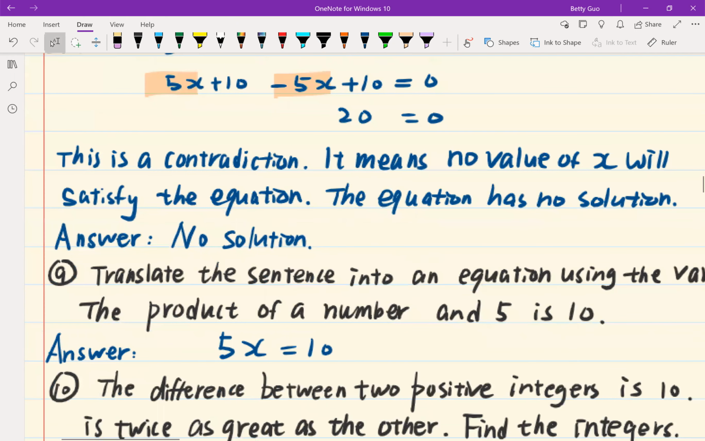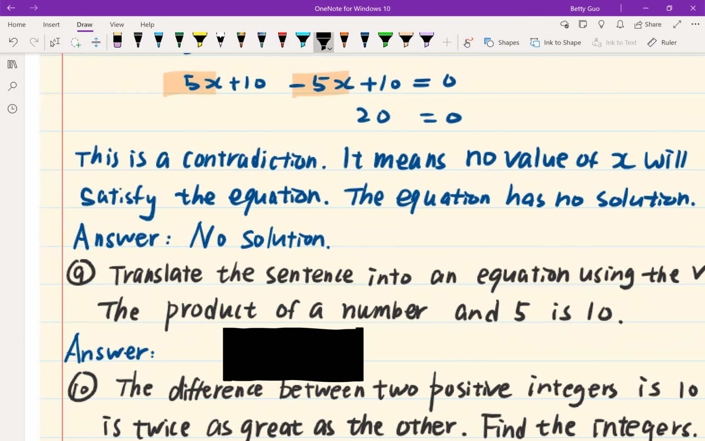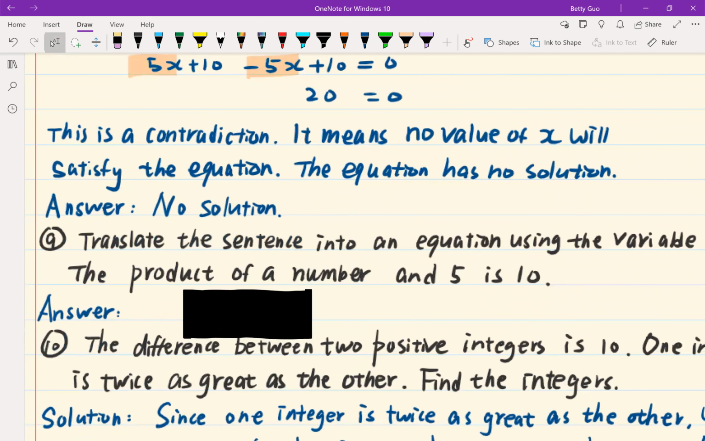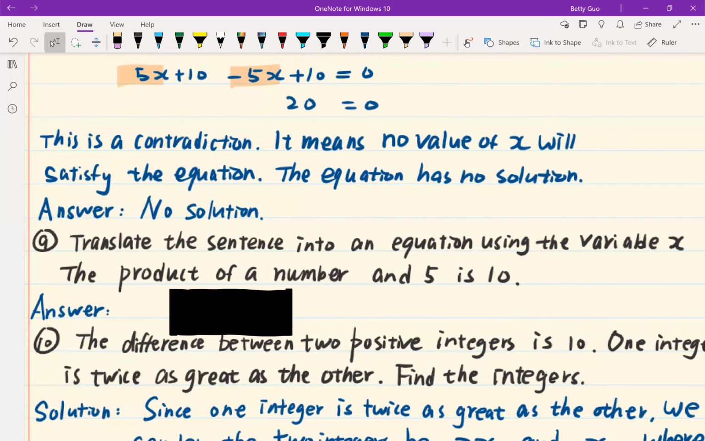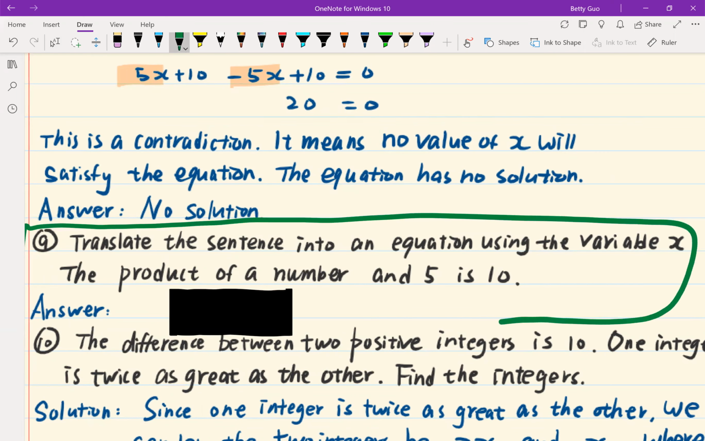Translate. Translate the sentence into an equation using the variable x. Okay, we are looking at number 9, okay? Number 9 is here. We're looking at the number 9 right now. Translate the sentence into an equation using the variable x. Let's see what sentence. The sentence is the product of a number and 5 is 10.